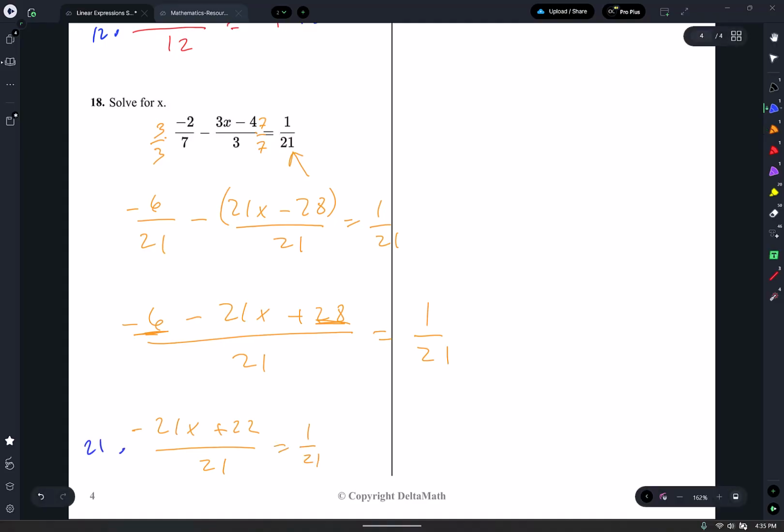Multiply both sides by 21. I guess if you are savvy enough with the numbers, you can obviously see that the denominators are 21 already, so you can just set the numerators equal to each other. But if you don't like that, just do this. Times 21 times 21, they go away.